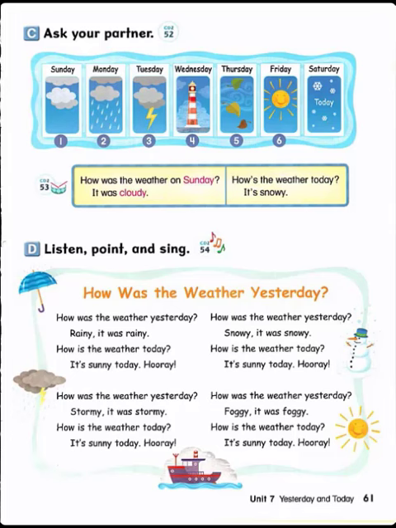Number 5. How was the weather on Thursday? It was breezy. How's the weather today? It's snowy. Number 6. How was the weather on Friday? It was sunny. How's the weather today? It's snowy.